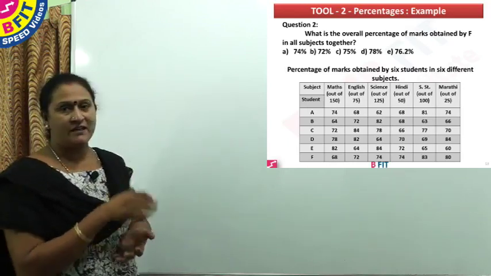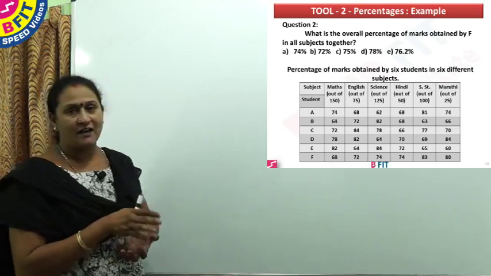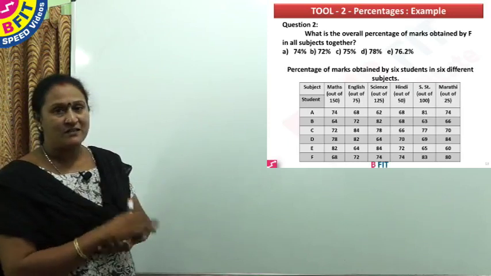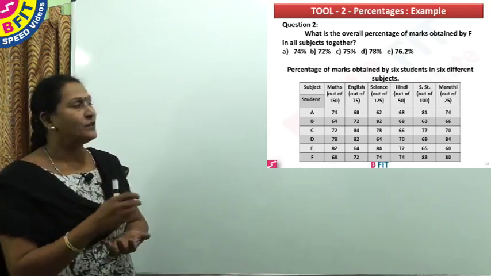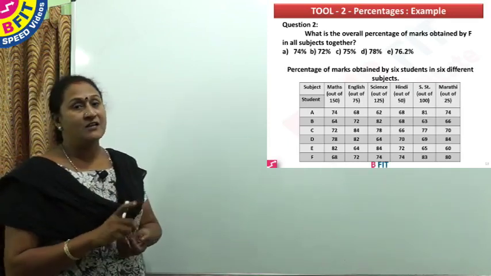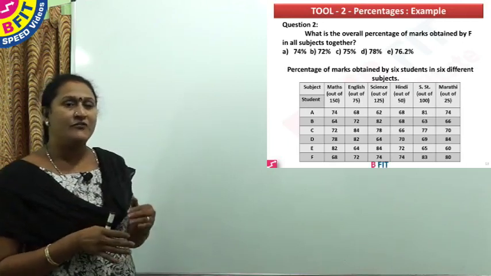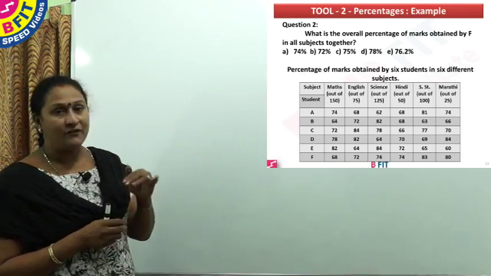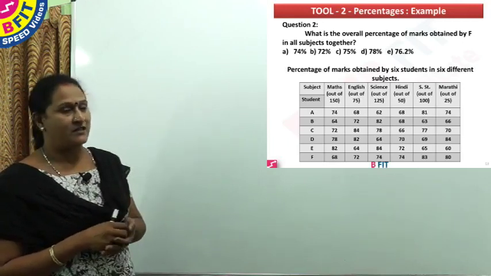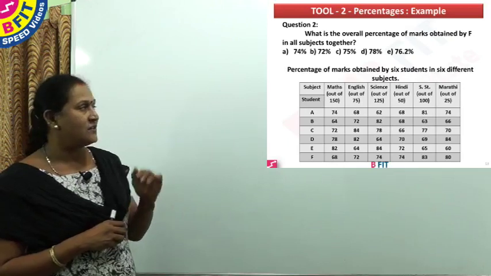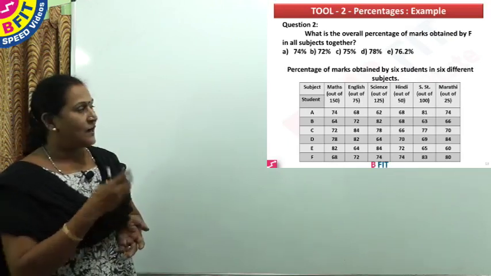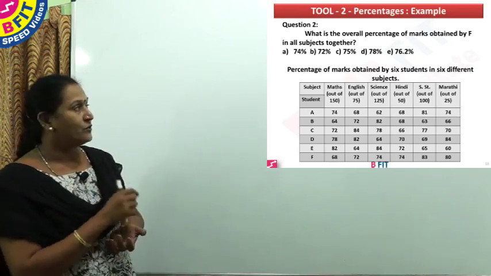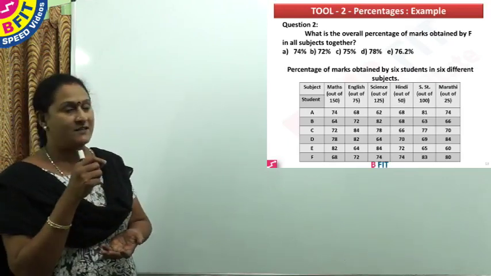As percentages are given, just adding and dividing will not get the overall percentage, because each percentage is for a different base. For the previous question, we were asked to find the average mark. Instead of finding the individual marks and then the average, we directly found the average percentage, because each percentage was for 50. So adding all, we found the average percent. In this question, for student F, overall percentage is asked.